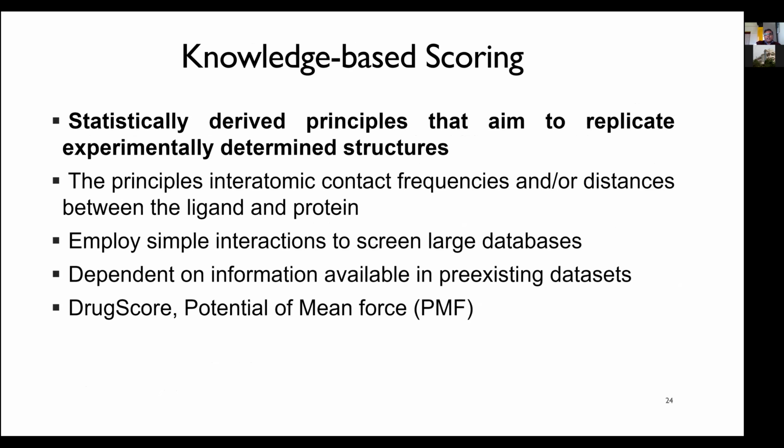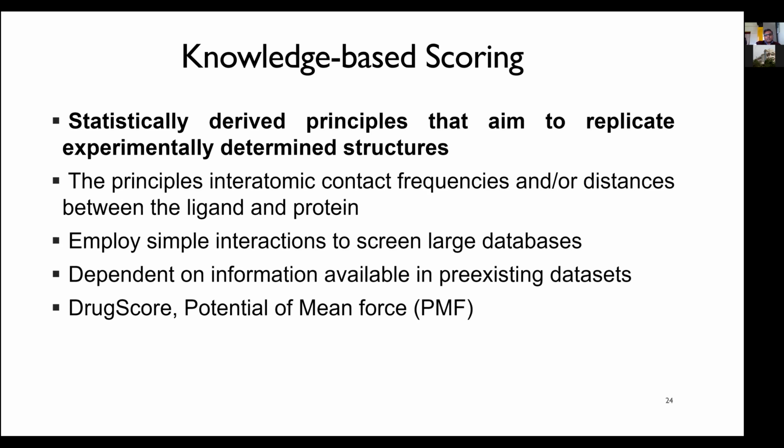Statistically derived means whatever principles of interatomic interactions, for example, what are all the interactions that can happen in nature and reality, are available in the experimental data sets, experimentally determined crystal structures. For example, if there is a hydrogen bond donor, there will be a hydrogen bond acceptor. Now, these are preferential interactions. All this information gained from the experimental data will be used to calculate this score, the knowledge-based score.